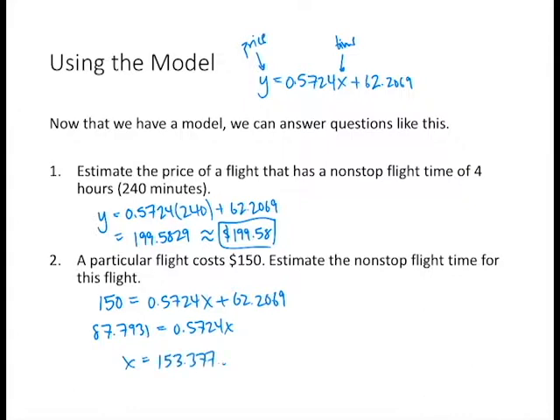153.377. Now they don't tell us how to round this, but let's just round it to the nearest whole number. So this is approximately equal to 153 minutes. Again, we can't expect that that answer is exactly correct, but it should be pretty close to whatever the exact answer would be, because again, we're modeling data points that don't exactly fit along a single line.